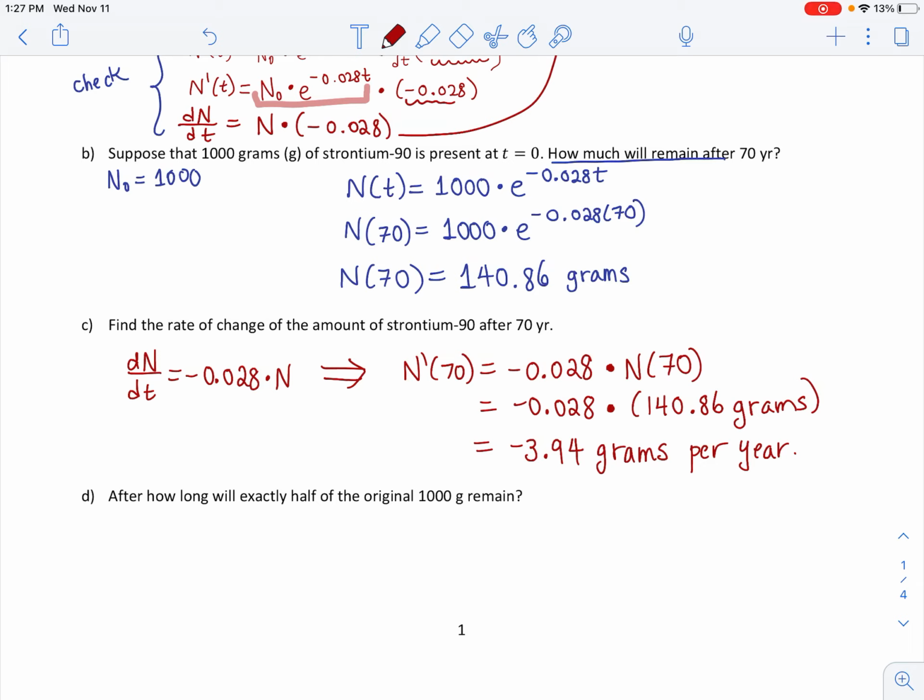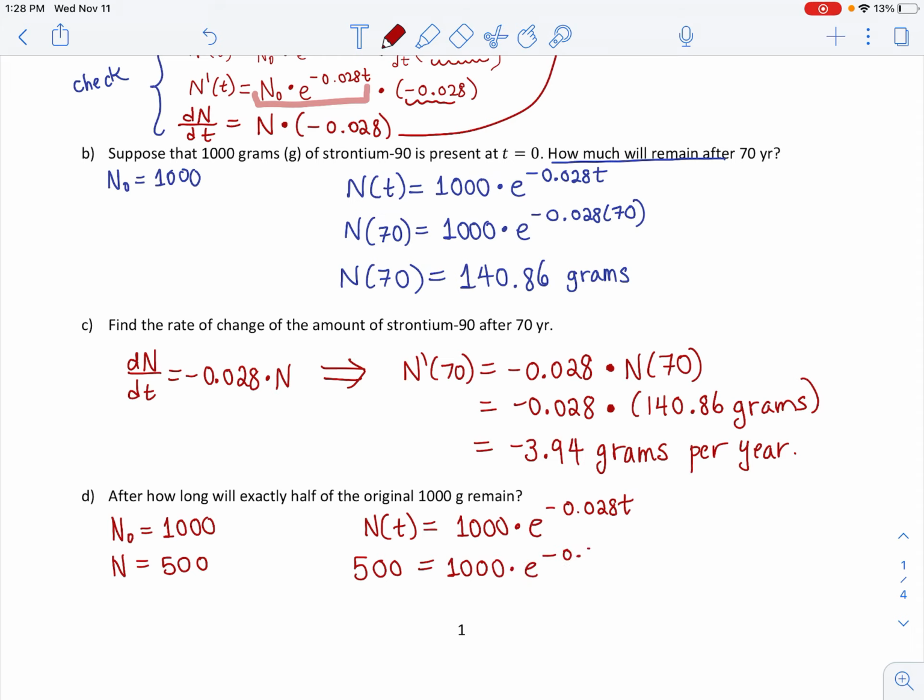How long will exactly half of the original 1000 grams remain? So what we know is this. We started with n naught equals 1000. We want the ending value to be half, 500. And everything else is the same. So let me write down the original function. N of t is equal to 1000 times e raised to the negative 0.028t. But this time we're going to plug in that n of t is 500.